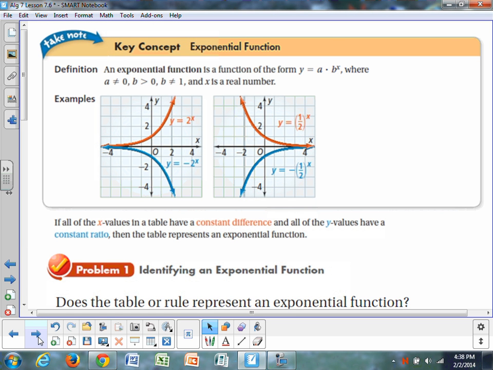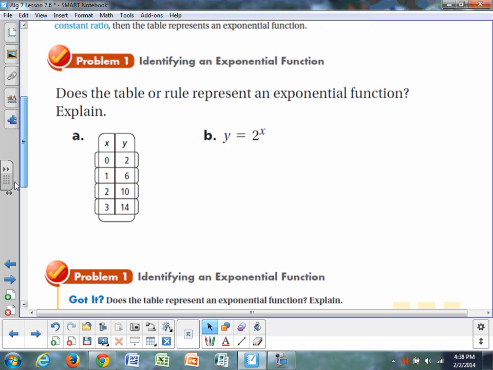All right, an exponential function is a function of the form y equals a times b to the x, where a is not equal to 0, b is greater than 0, and b is not equal to 1, and x is a real number. Here's what they look like when you graph them. If all of the x values in a table have a constant difference and all of the y values have a constant ratio, then the table represents an exponential function. We'll talk more about that in a second.